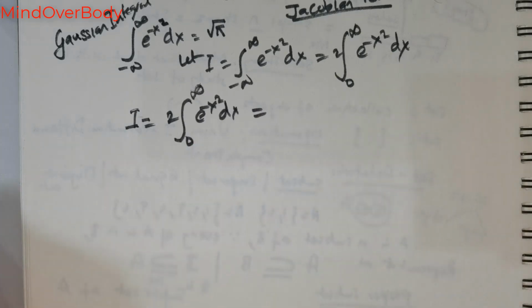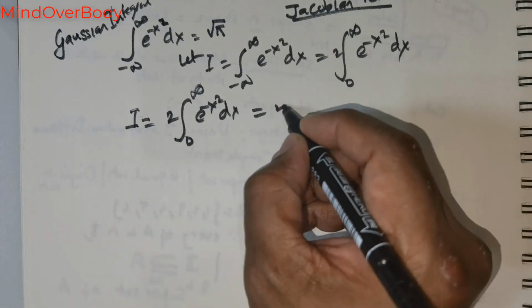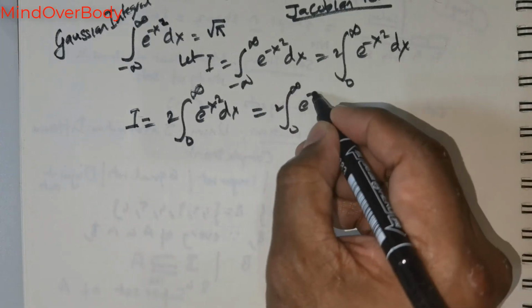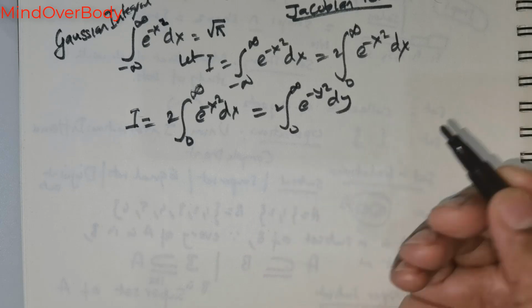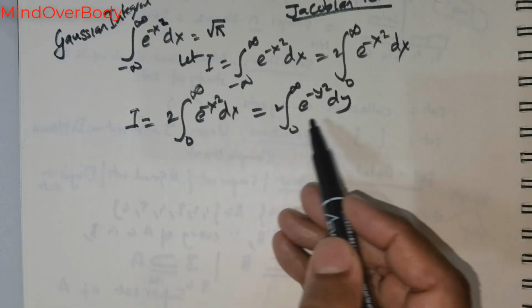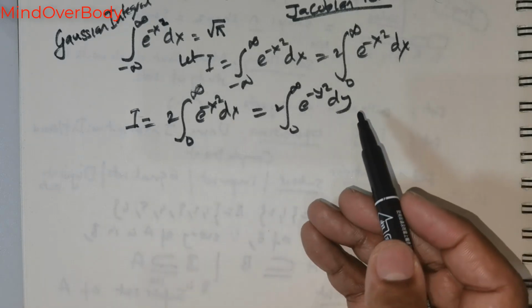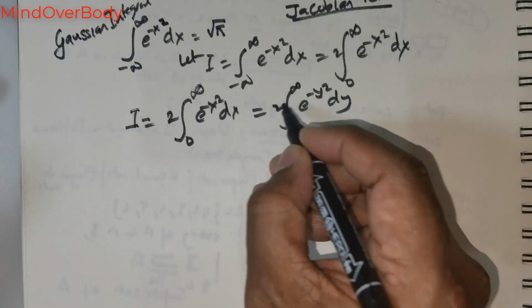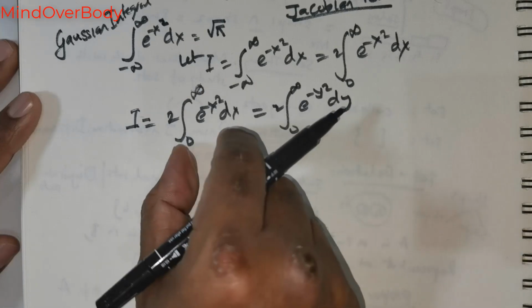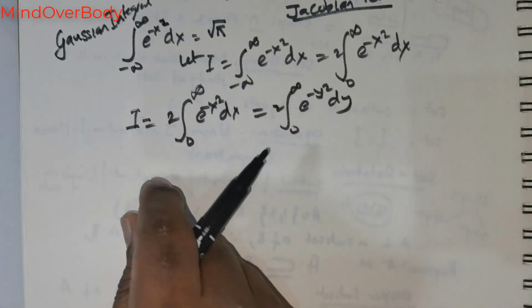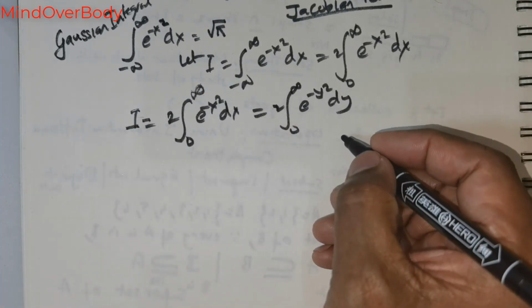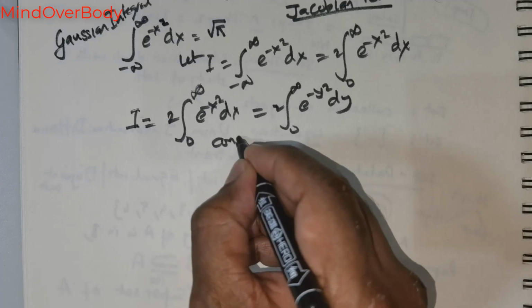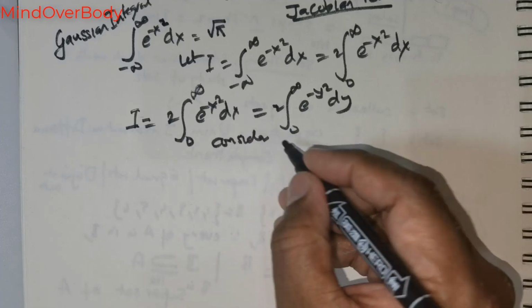Now this can also be rewritten as 2 times the integral from 0 to infinity of e raised to the power of negative y squared times dy. Here the variable is x, here the variable is y, so there isn't going to be any change or alteration in the outcome. So I can very well take this and equate it to I. That is acceptable.